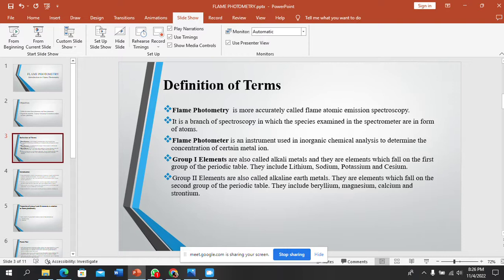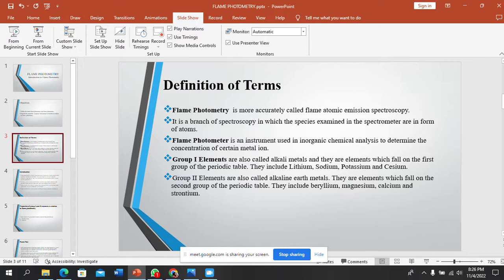Then we have another term, a flame photometer. Who can define to us a flame photometer? Naomi? It is an instrument used in chemical analysis to determine the concentration of certain metal ions. So that is correct, because for flame photometry you have to use a flame photometer. So it is an instrument used to determine the concentration of metal ions in a sample.